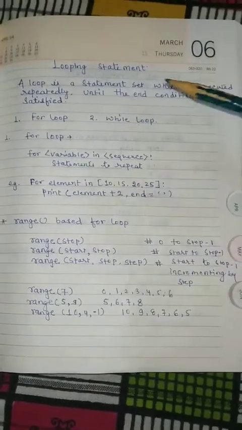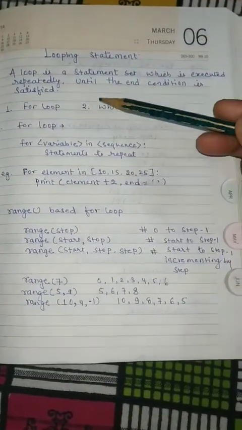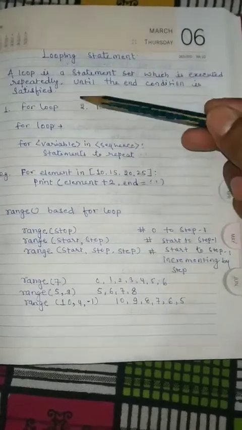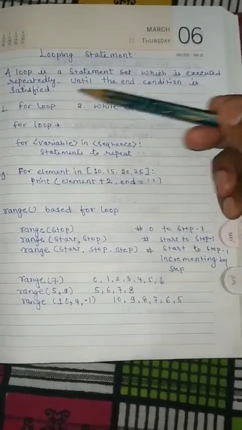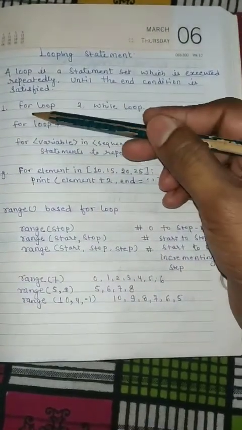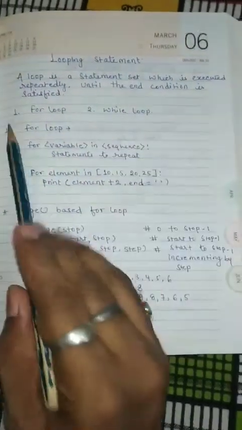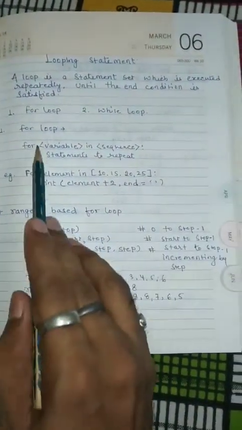So in Python language there are two types of loop. The first one is for loop and the second is while loop. These are the two keywords we use for looping statements. We say for loop is a counting loop and while loop is a conditional loop. First, for loop. What is for loop?